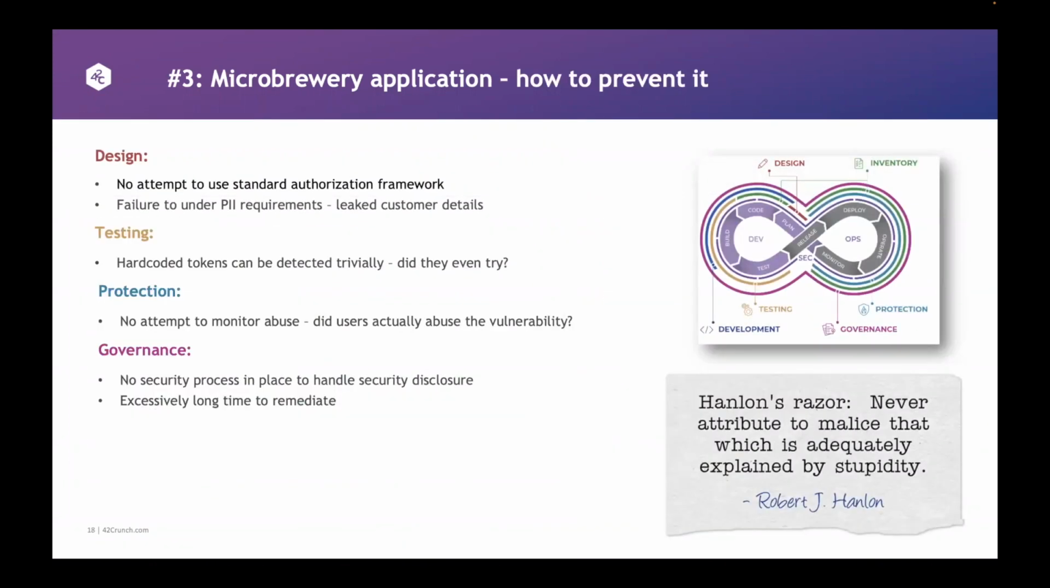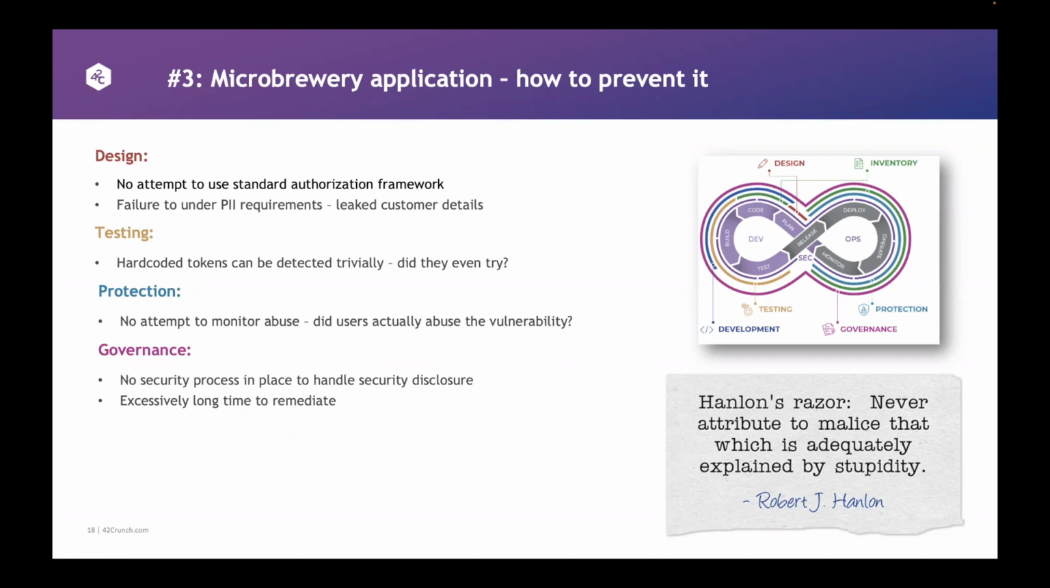Hard-coded tokens, right? So testing, and this kind of raises the question to me. That's why I took that fairly hardline view on this. Hard-coded tokens can be detected trivially, right? It's one of the simplest things that you can do. In source code, you can detect them in binary. So the question in my mind is, did they even try? Did they just say, well, nobody will notice, and ship it, or what happened there?